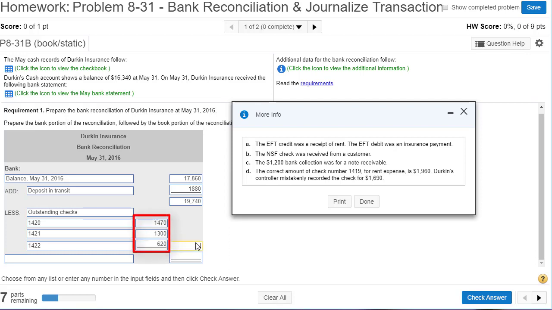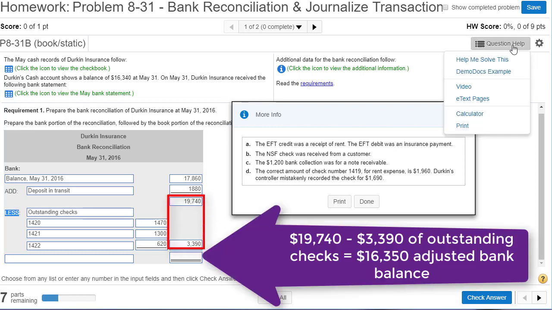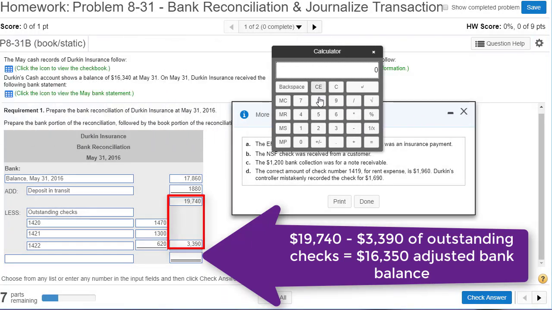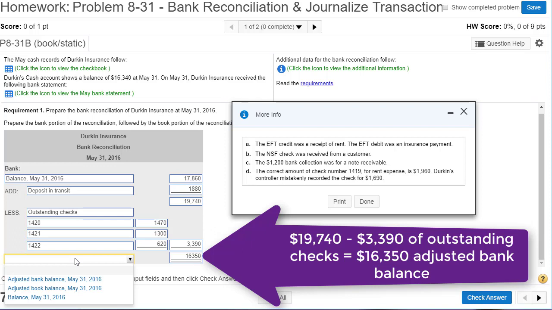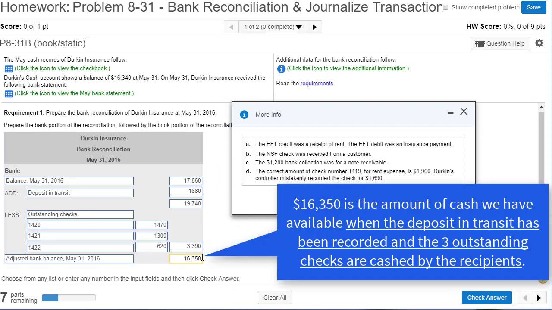Now we're going to add up these checks. That gives us 3,390. And notice these are checks, so we're going to subtract. That's why they have the less over here. So $19,740 minus 3,390 gives us 16,350. So that is our adjusted balance for the bank. So what this 16,350 means is that our cash account actually has $16,350 available. Not necessarily available, but that's how much cash we actually have. Check our answer.